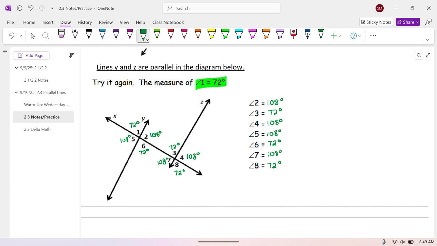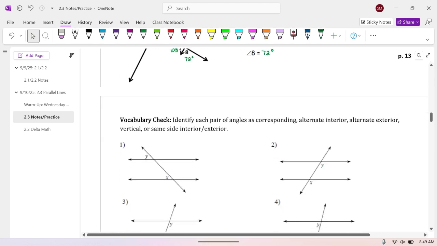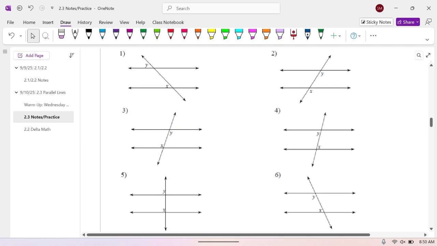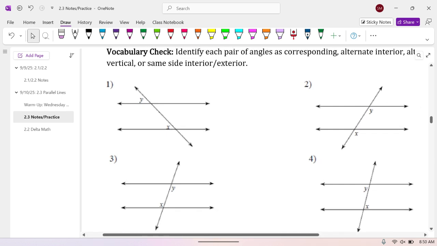All right, thumbs up if you're ready. All right, check your answers. So you should have gotten either 72 degrees or 108, depending on their placement. How you guys feeling about that one? Pretty good? All right. Now, let's just do a quick vocab check, determining what the type is.